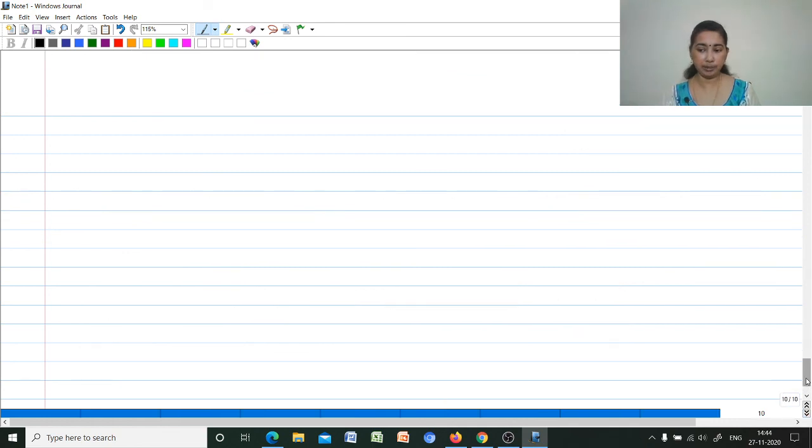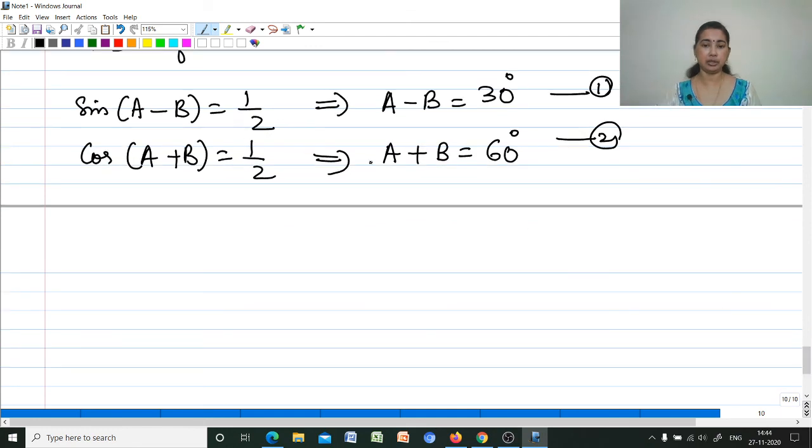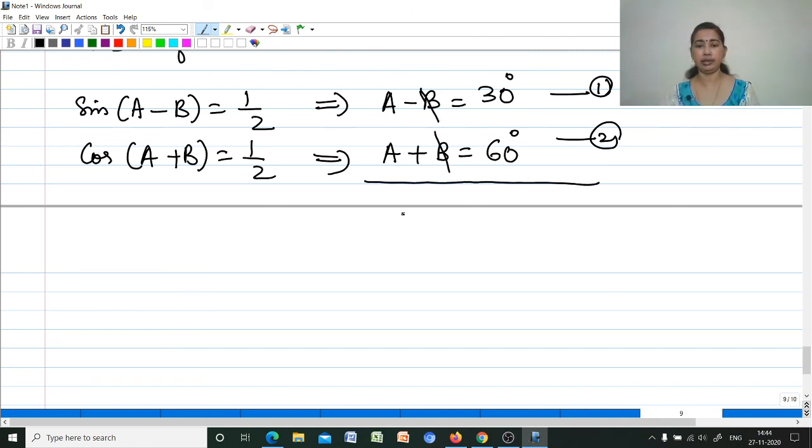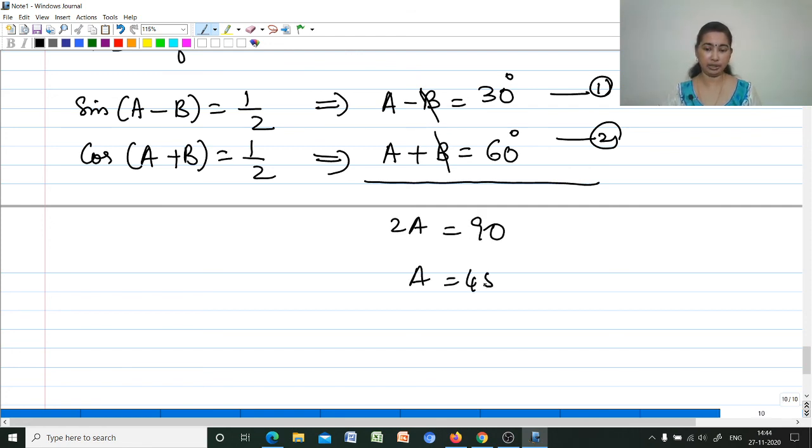We can go for any method, either elimination method or substitution method. Let us go for the elimination method, that is adding both the equations. We can cancel b, so 2a is equal to 90, or a is equal to 45 degree. So, one angle is 45. What about the other one? We can find b from any of these equations. So, b can be written as 60 minus angle a, 45, which is equal to 15 degree.